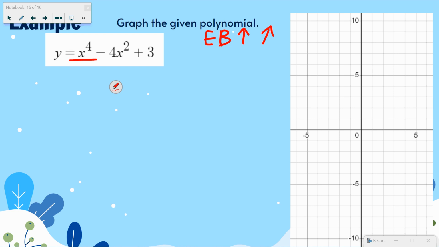What else are you thinking about? What do you see, Ruby? The degree is 4. So what do I know about that if my degree is 4? I could have like 3 turning points, right? Maybe I cross my x-axis how many times? Or touch your x-axis how many times? 4 times, right? What else could I be seeing and noticing? The y-intercept is 3.